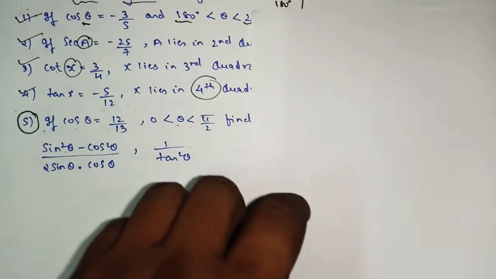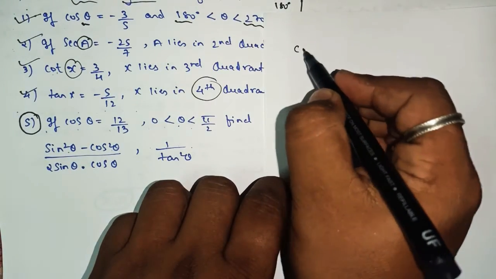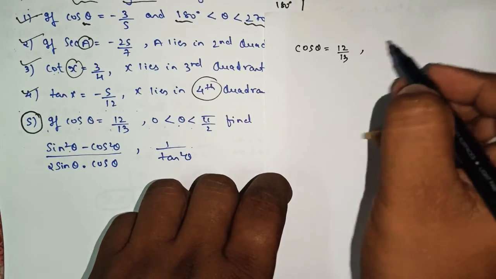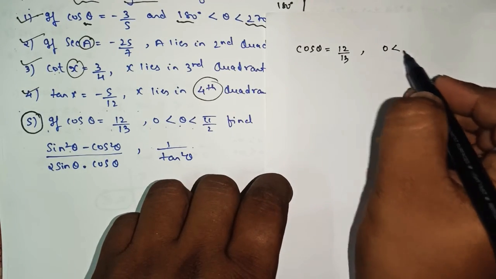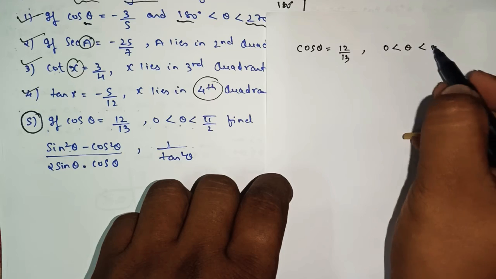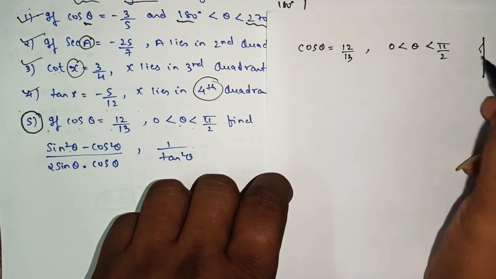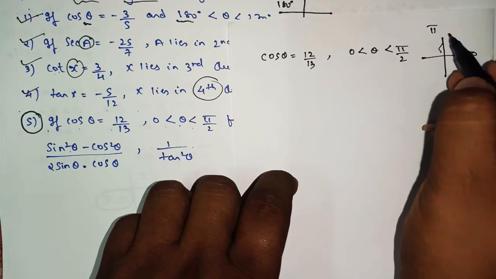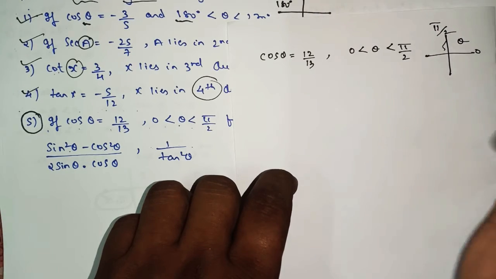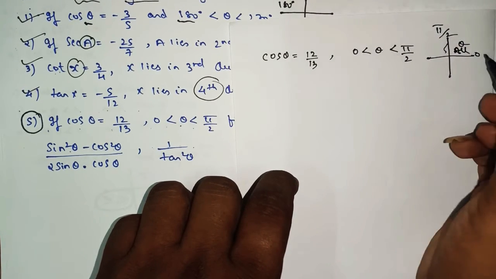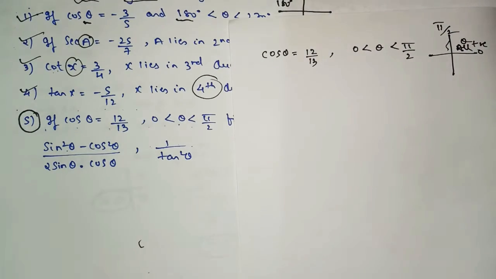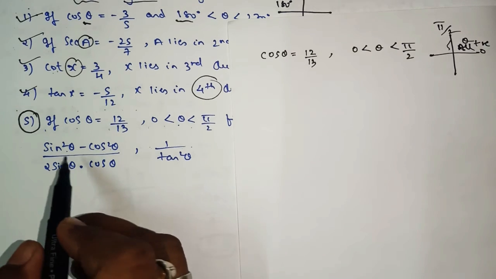So in the fifth one it says that cos theta is equal to 12 upon 13, and as clearly mentioned, theta lies between 0 to pi by 2. 0 to pi by 2 means it lies in the first quadrant. So in the first quadrant all the trigonometric functions are positive, yes or no? So with the help of cos here we have to find sine.